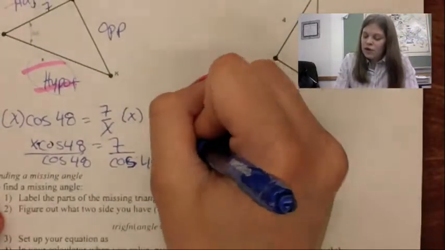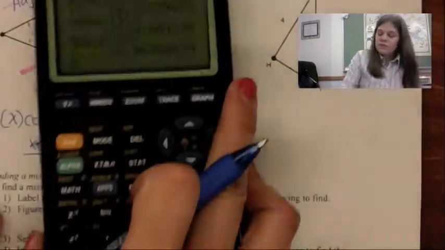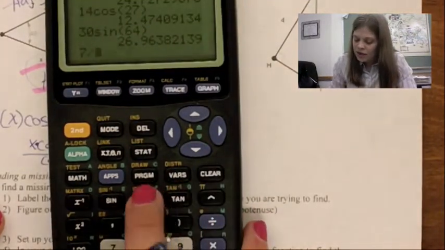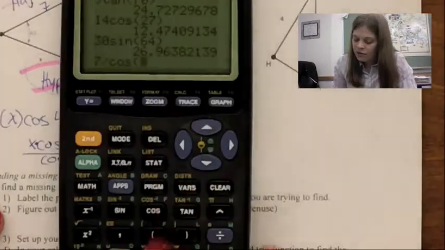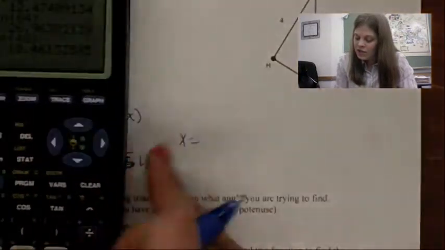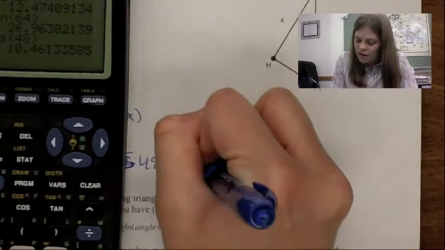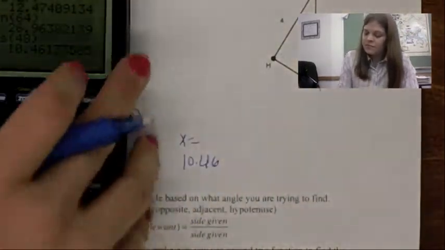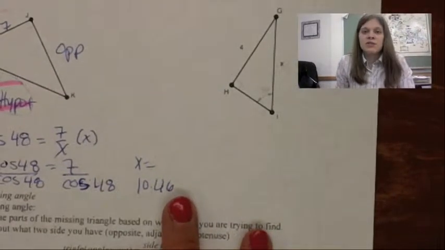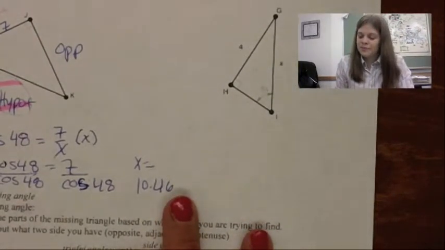Okay. So in my calculator, you do 7, then the divide by button, and then cosine of 48, close my parenthesis, and I hit enter. So x is 10.46. Okay, let's see if you can set up the next one and solve it. Pause the video, try it by yourself, and let's see how you do.